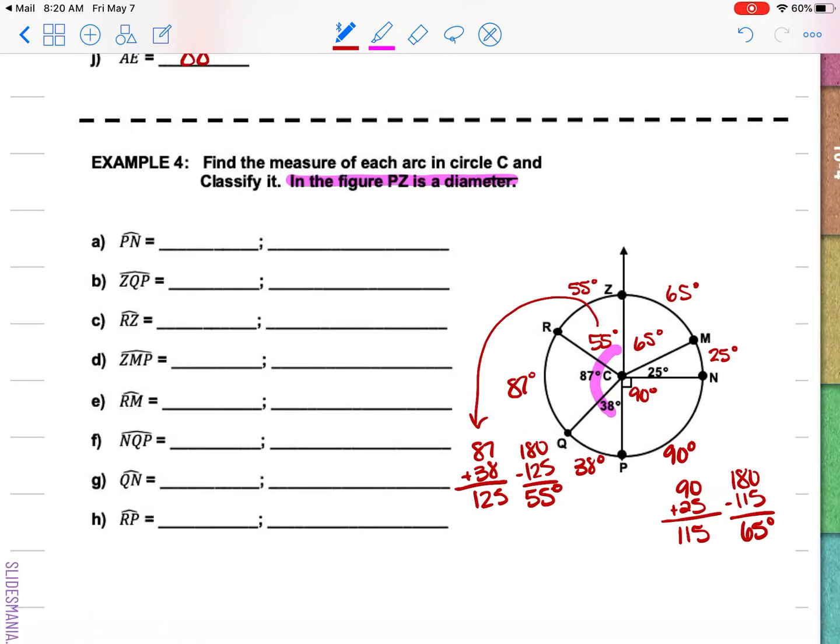So pause the video, try to answer all the questions, and then start it back up and check your answers with mine. I'm just going to sit here and write through them. You pause and try. The other thing that you have to do in the second blank is classify it. Based on the measurement, will it be a minor arc, a major arc, or a semicircle? So pause, try, and then come back and check your answers.